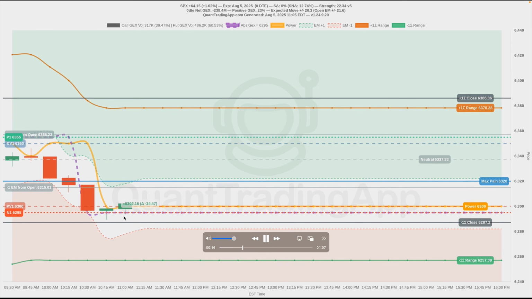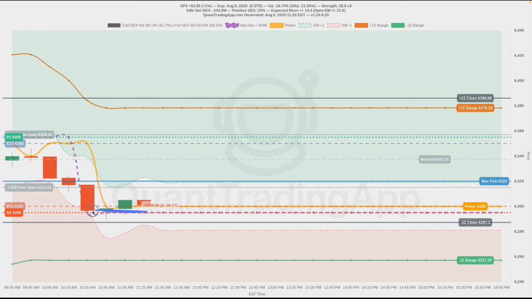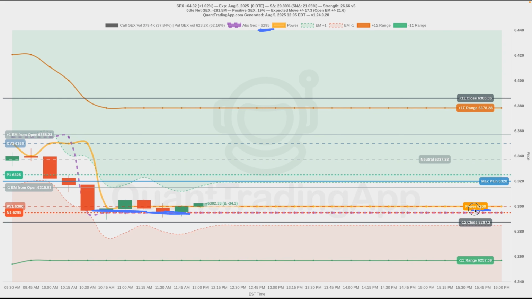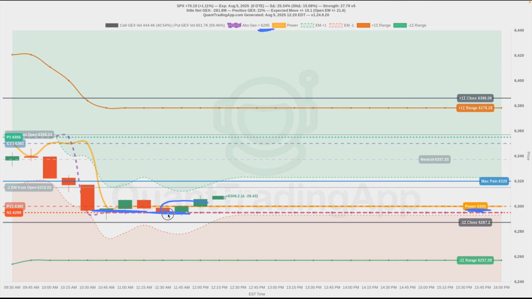But as we play this out here again, we can see the market now holds this level. There's extra confirmation here as the absolute gamma is confirming that 295 is a strong level. The power strike is letting us know this is a powerful level right here, which is 6,300. The market then begins to bounce.